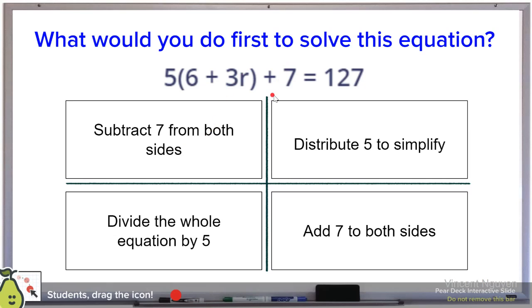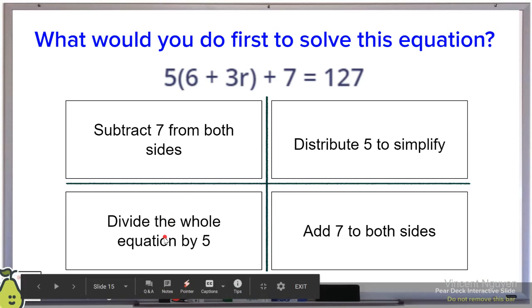So if I subtract 7 from over here and I subtract 7 over here, I would remove this positive 7. So that's actually useful, right? So this is correct. Subtract 7 from both sides is actually correct. All right, let's take a look at distribute 5 to simplify. If I were to distribute this 5 through, I would get rid of the parentheses, and I actually would be able to simplify the left-hand side of my equation. And so distributing 5 would also be a correct, useful first step, right? So both of these choices are good.